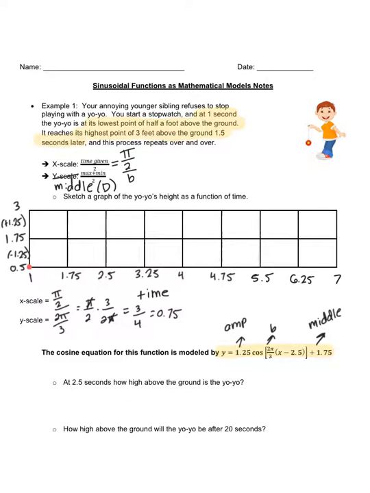Now, this negative 2.5 that's here, if you want to use that as your start, you can think of it like this. Cosine usually starts high, so it starts at the very top. So if this 2.5 was your starting point, I would be all the way up here, okay?